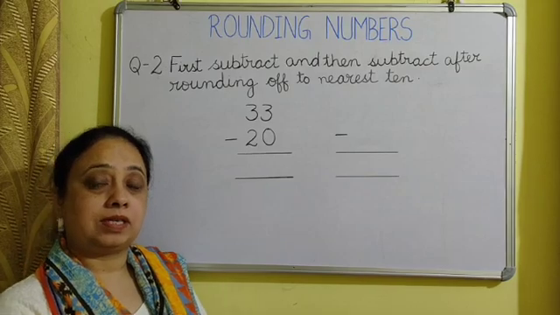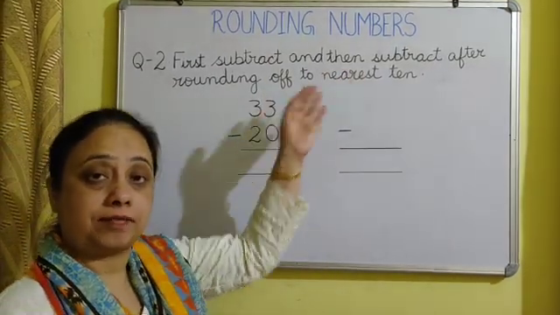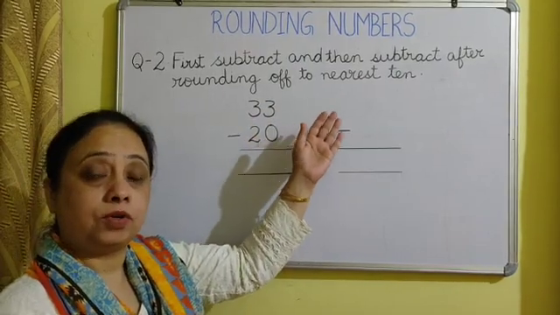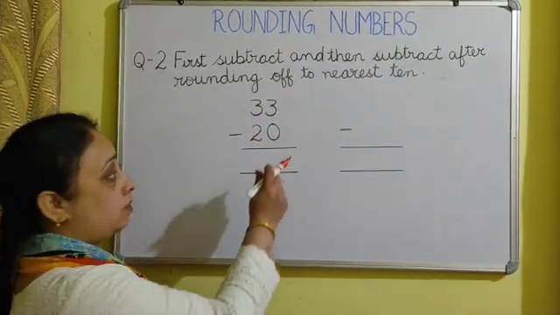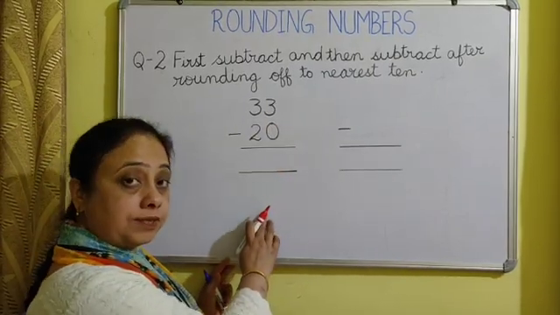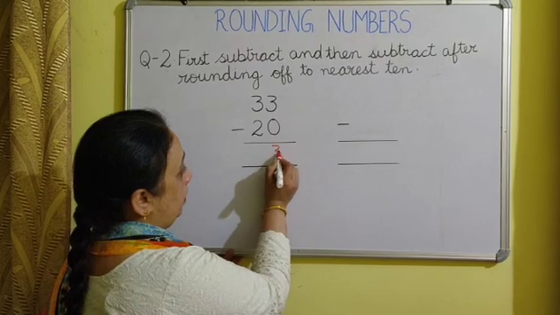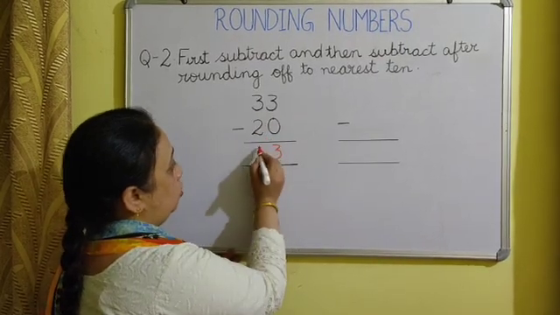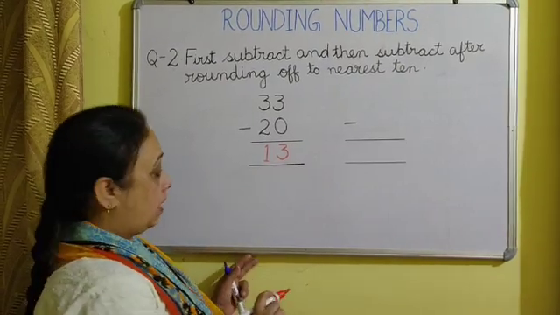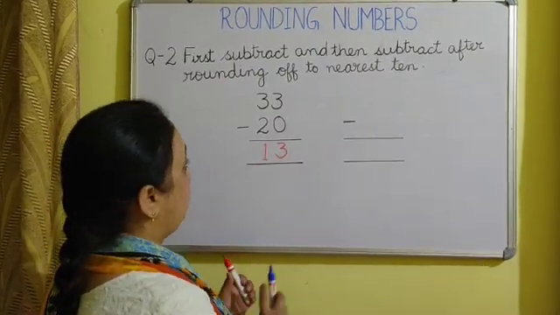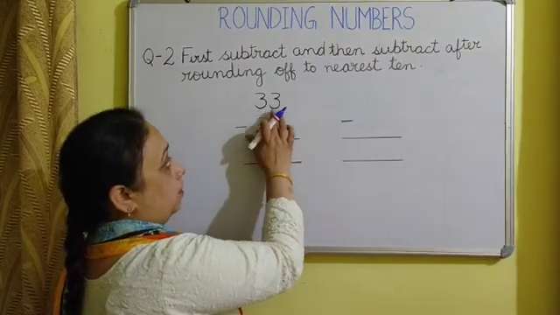Our second question is: you have to first subtract, and then subtract after rounding off to the nearest 10. So first we are going to subtract these two numbers and find the difference. 3 minus 0 is 3. 3 minus 2 is 1 here. Now we have to find the rounding off of these numbers.